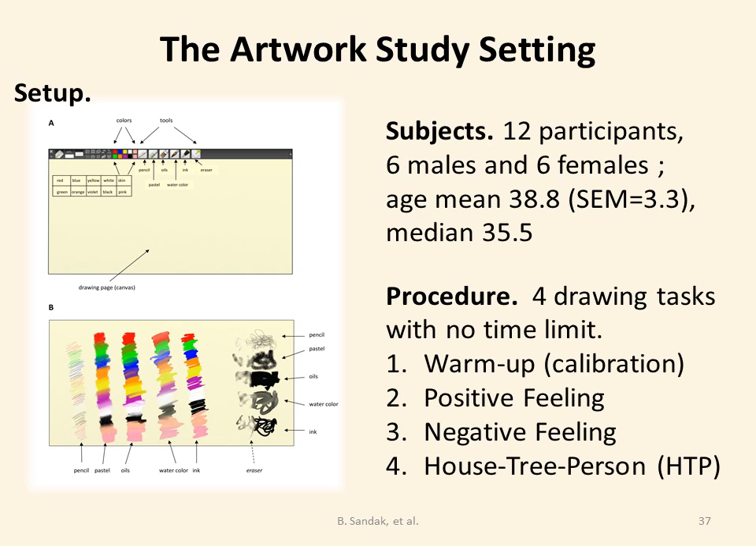Each participant was asked by the experimenter to produce artworks for 4 drawing tasks, to be consecutively carried out one after the other. The drawing tasks were not limited in time. The first task was a warm-up. The individual was asked to choose a single color and draw a line with this color with each of the drawing tools. In the second and third tasks, the subject was asked to express in drawing a positive and a negative feeling, respectively. For the fourth task, the individual was asked to draw an image of a house, a tree, and a person. Next, we will present the results of the artwork study.